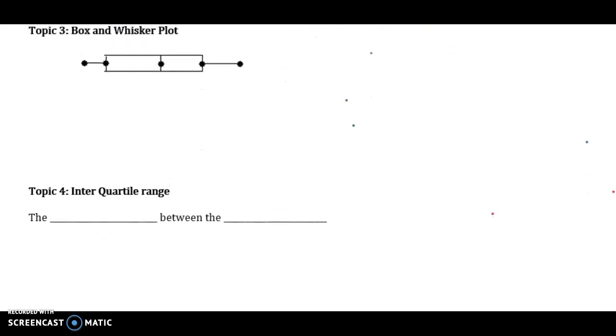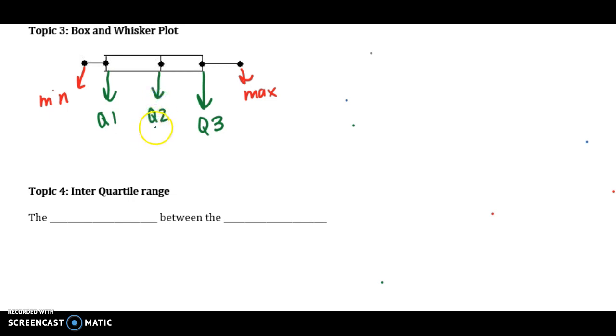Now that we've talked about quartiles, we're going to talk about a box and whisker plot, which is really just a way of organizing your quartiles. So you maybe have seen these before, but this number here is your minimum number, or your smallest, and this one is your max. And then this box represents your quartiles and your median. So this is your quartile 1. This is your quartile 3, excuse me. Sorry, this is your quartile 2, which is also your median.